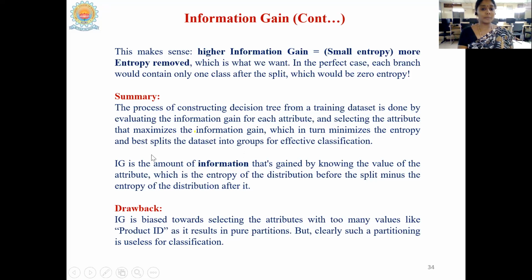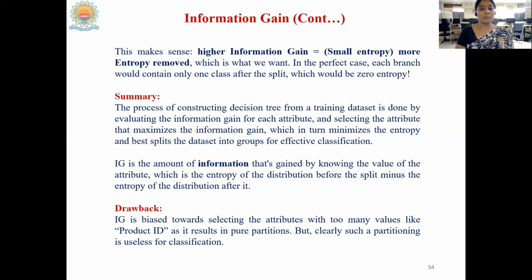And the best attribute splits the data set into groups for effective classification. So here information gain is the amount of information that's gained by knowing the value of the attribute, which is the entropy of the distribution before the split minus the entropy of the distribution after it. We already talked about that, right?